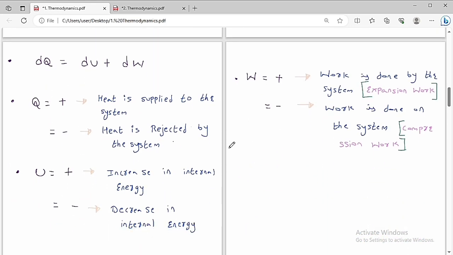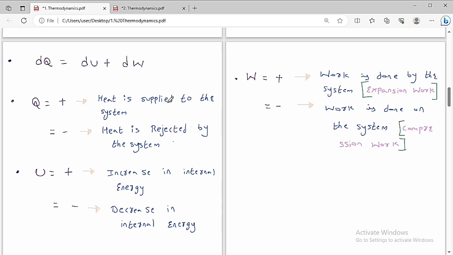So now, this is a very, very important equation in the case of the first law of thermodynamics. It is nothing but dq is equal to du plus dw. What is dq? The amount of heat transfer. What is du? du is nothing but the change in internal energy. And what is dw? Amount of work done. So always, this is a basic equation in the case of the first law of thermodynamics.